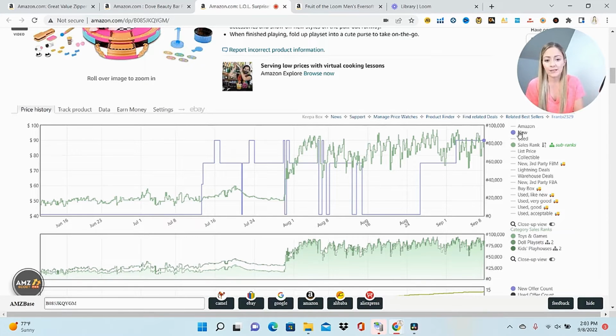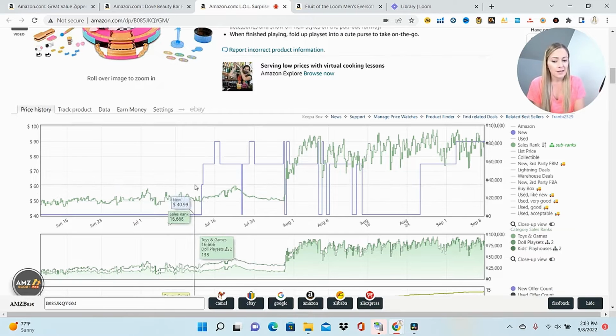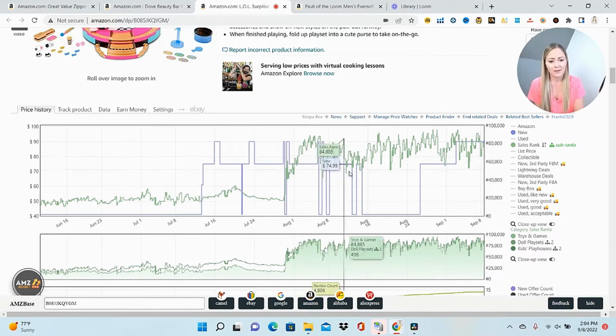Next, if I bring this blue line up here, this is showing us all of the new offers from all of the sellers. So this could be somebody merchant fulfilling it and sending it out themselves, somebody doing FBA. Literally all of the new offers are coming up here. And we can see on this listing, it's kind of all over the place. So in June to early July, we have $40.99. Now it's jumping way up to $74.89. Now down here in August, the new offer is $40.99. So this blue line showing us the new lowest price is not consistent on this listing, as you can tell.